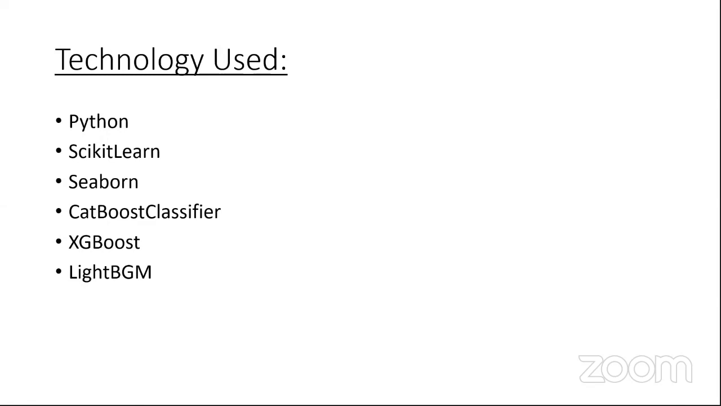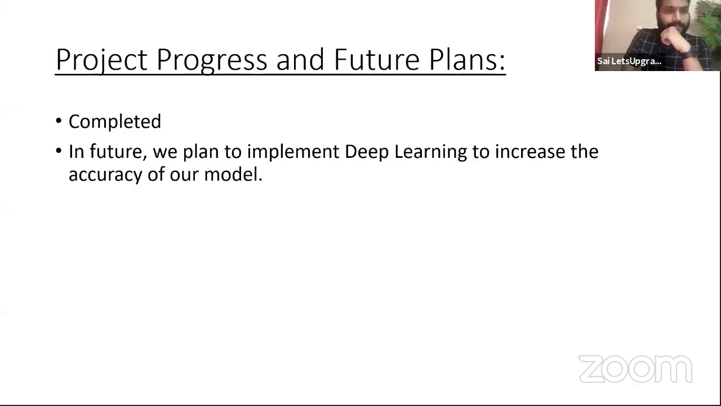The tech stack we used was basically Python, scikit-learn, the Seaborn library, CatBoost classifier, XGBoost, and LightGBM. The project is finally completed. We are just having one technical glitch, which we expect we can fix; it was not happening some time before. We have to concat two data sets to get the accuracy score, and that is not happening after restarting the notebook. We are tackling that, and we can also use deep learning to increase the accuracy of our model.